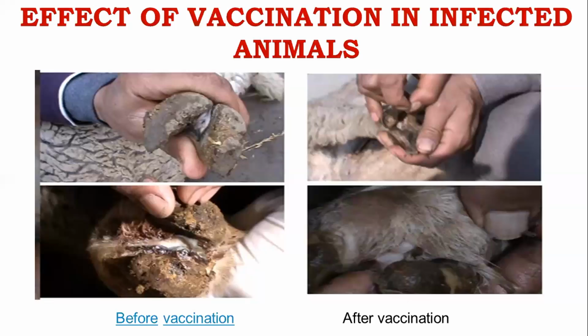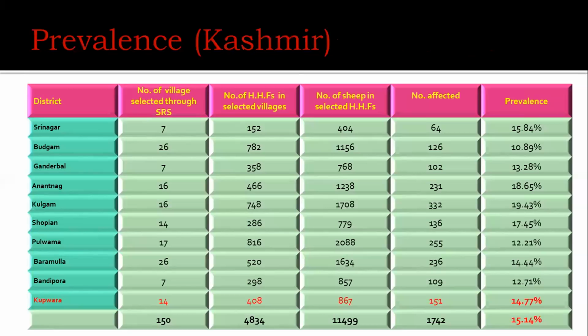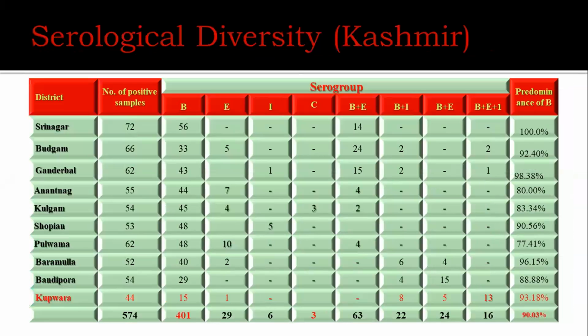You can see here the effect. This is the animal before vaccination, and this is the photograph after vaccination: total complete healing. Now coming to the molecular test, like PCR detection of serogrouping. We have determined the prevalence in various districts of J&K, and it is around 15.14%. Here you can see the distribution of the serogroups, and serogroup B is the predominant, present in more than 90% of the samples.